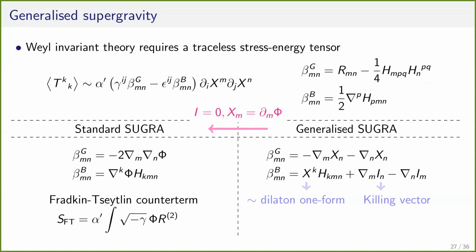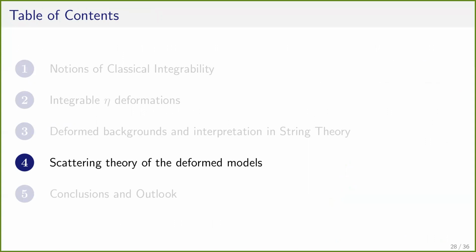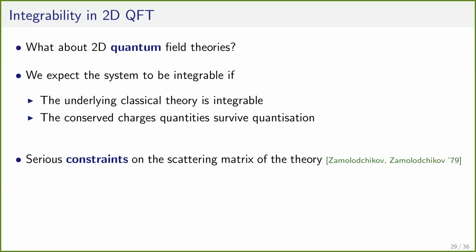Instead, I will jump directly to the last part of the talk, in which I will discuss the scattering theory of the deformed models. You might want to understand what types of constraints integrability imposes on two-dimensional quantum field theories. For quantum field theories, you expect the system to be integrable if the underlying classical theory is integrable, and also if the conserved charges survive quantization. This will impose serious constraints on the scattering matrix of the theory. We have already encountered some constraints in previous talks, but I will repeat them here.